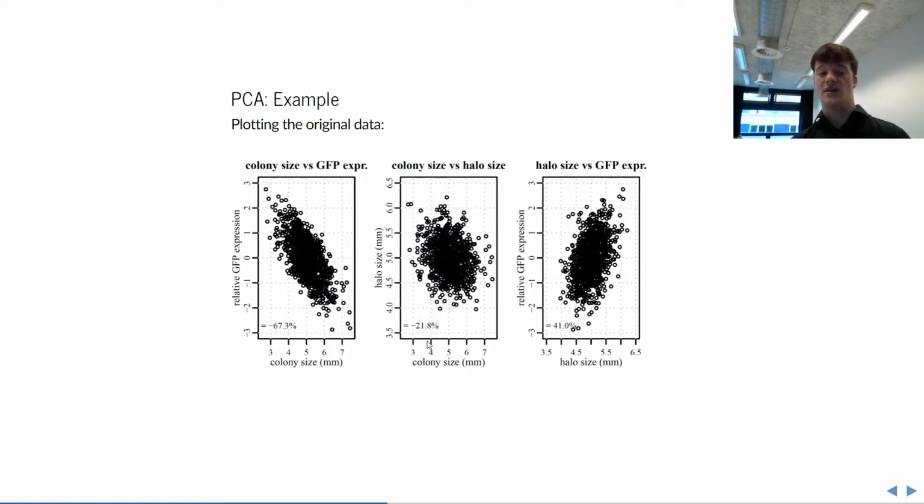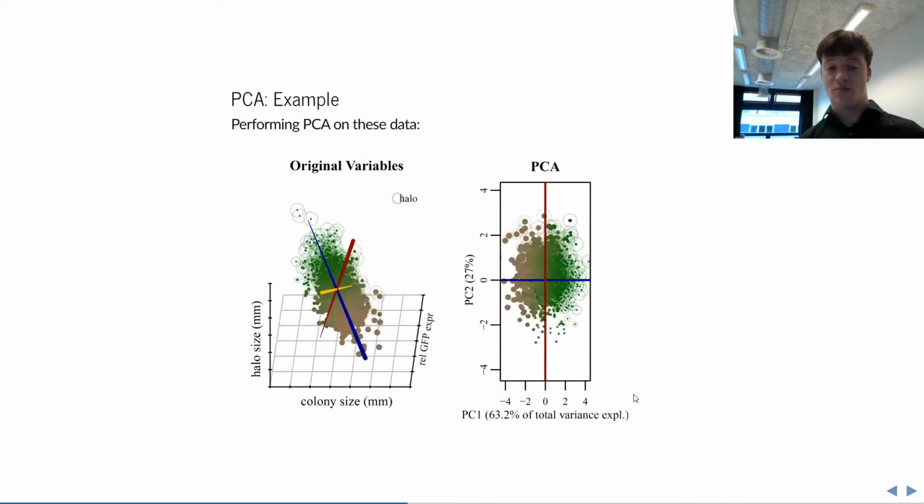It's only 20%. And we can express the last combination, which is the halo size against GFP expression, which apparently is positively correlated, meaning that the more GFP is being expressed, the more antibiotic it produces apparently, and thus it produces a larger halo. Now, for 3-dimensional data you can of course still do this, but for 5 or 6 or 10-dimensional data, the number of combinations of 2 you can make becomes really large, so this isn't a viable option anymore. So let's see what PCA looks like on that.